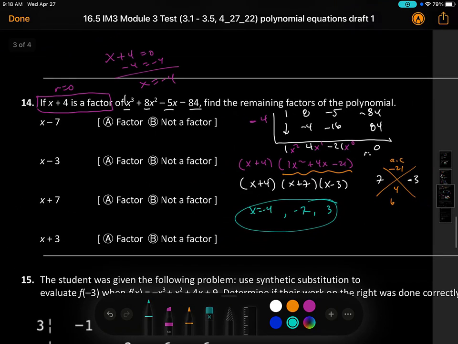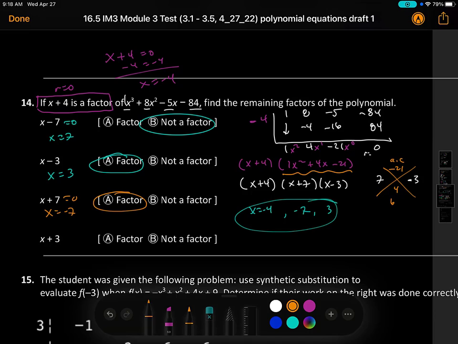So, is x minus 7, pay attention, if you set that equal to 0, this is really x equals 7, and that's not the case, so not a factor. X minus 3 will return x equals 3, and that is a factor. This one is x equals negative 7 because you subtract 7, and that one is a factor. And then subtract 3, x equals negative 3, that's not a factor, that one's a positive.